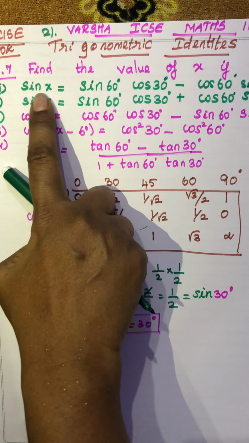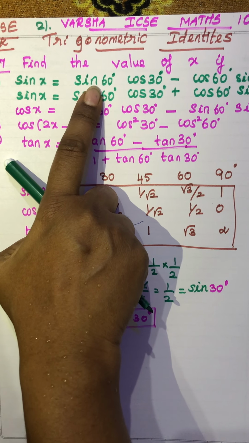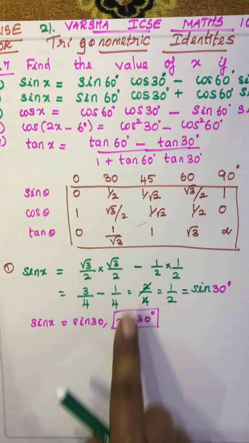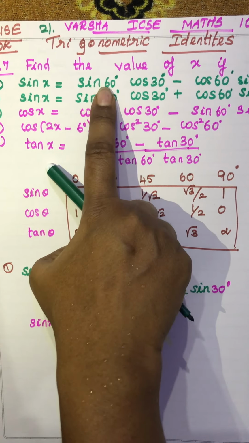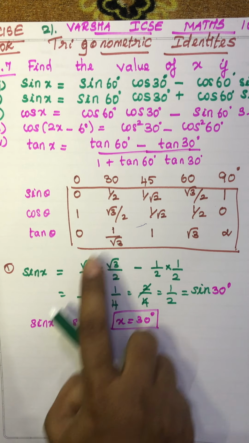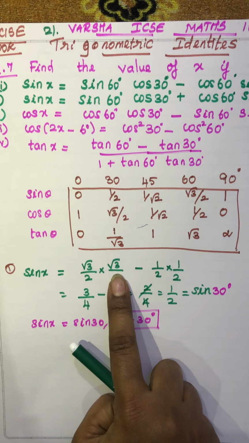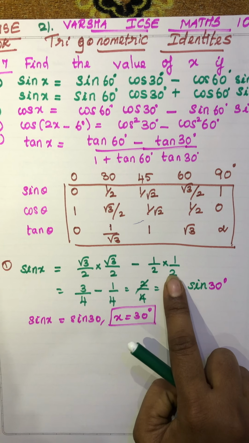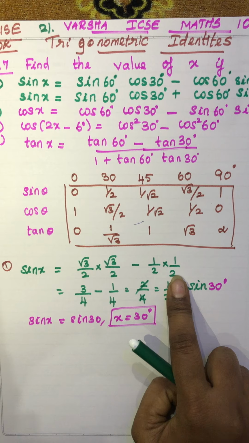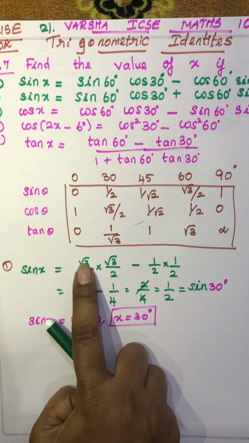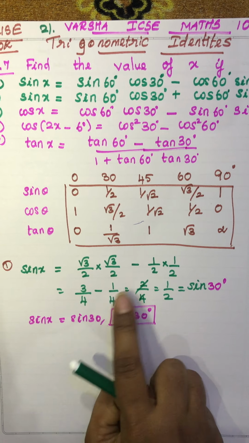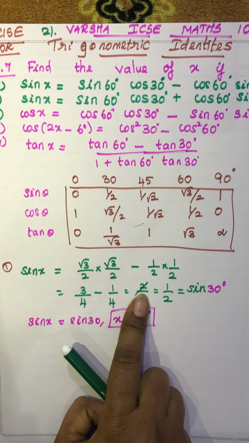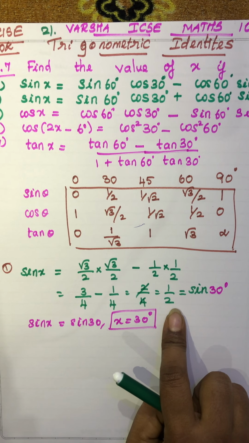Okay, first sum: sin x is equal to sin 60 cos 30 minus cos 60 sin 30. Just substitute the values. Sin 60 is root 3 by 2, cos 30 is root 3 by 2, minus cos 60 that is 1 by 2 and sin 30 that is also 1 by 2. When you multiply root 3 into root 3, we get 3 by 4 minus 1 by 4. Just subtract, we get the value 1 by 2.